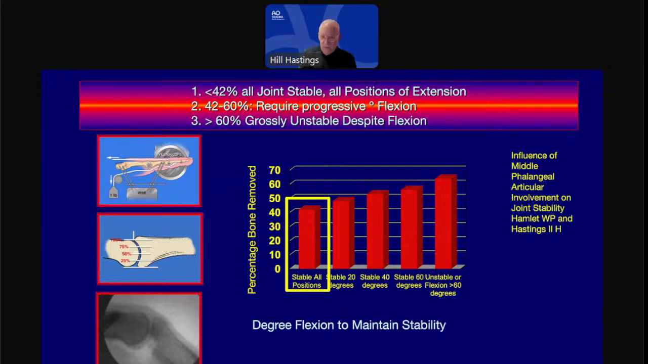If you look at McElfresh and Dobbins' study, they didn't really classify the percentage of articular involvement. But if you get a late case and you release the collateral so that it will come back down into position, if it's 40% or less, it's going to be stable. Beyond that, it requires an increasing amount of flexion. And when you get up to 60%, it's going to be unstable, even in severe flexion.